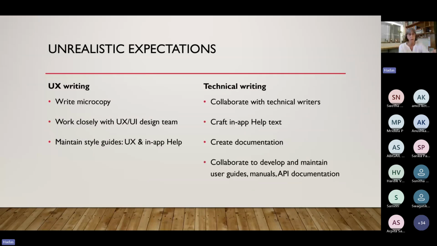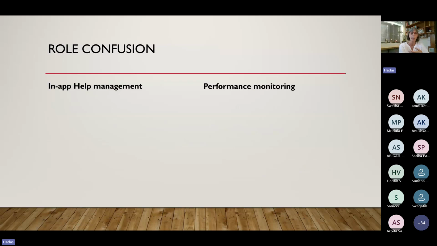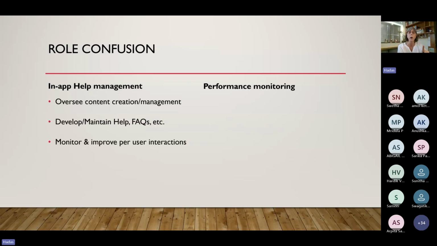So you have to collaborate with the other technical writers. I guess it kind of was a bit mixed there. Craft in-app help text. So let's say, from the get-go sort of thing, create documentation, collaborate to develop, maintain user guides. So that sounds a bit like ownership. And then you had these subjects. So you needed to oversee content creation management. This sounds like ownership. Develop and maintain help FAQs, etc. Again, it sounds like ownership.